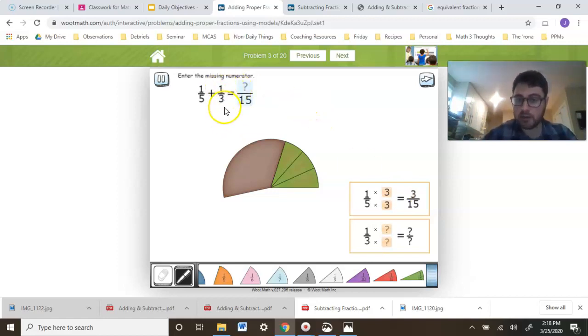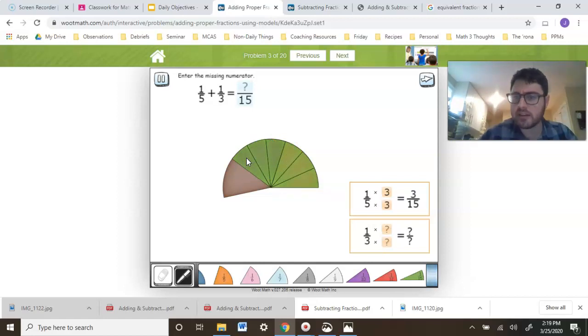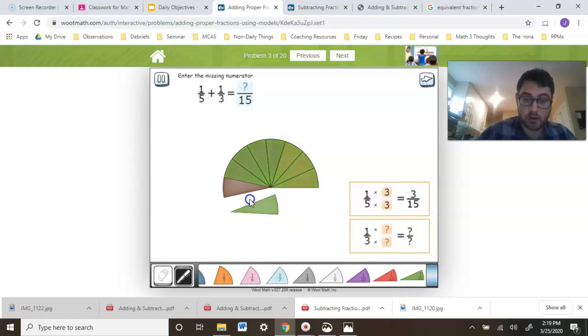For 1/3, I would need to do the same thing, right? I want to turn these into 15ths as well. So I would count them out. 1, 2, 3, oop, that got weird. 3. How many more? ¿Cuántas más necesitan? If you said 2, 2 more, you're right. 1, 2.